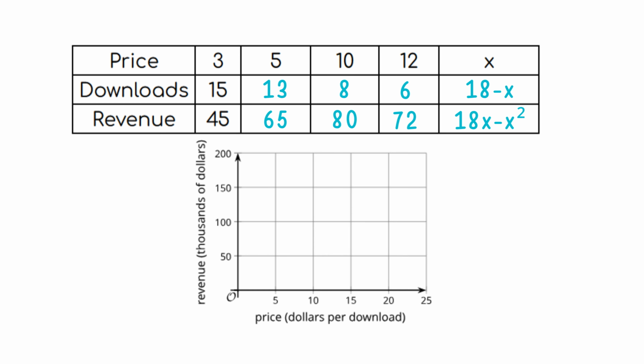We can see that the x-axis represents the price and the y-axis represents the revenue. So we're going to plot the price on the x-axis and the revenue on the y-axis. So for $3.45, we'll go over 3 and then up 45. Now we'll look at $5.65. So we'll go over 5 and then up 65. And then for $10.80, we'll go over 10 and up 80. Our last point is at $12.72. So we'll go over 12 and up 72. Now we can see that this forms a curve, or the parabola that all quadratics form.